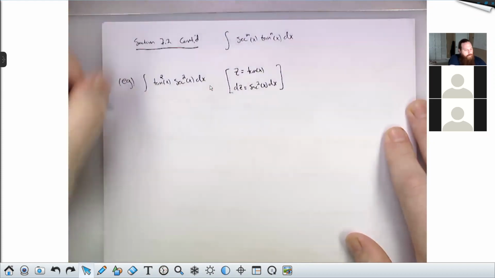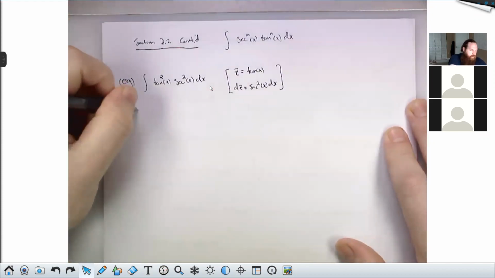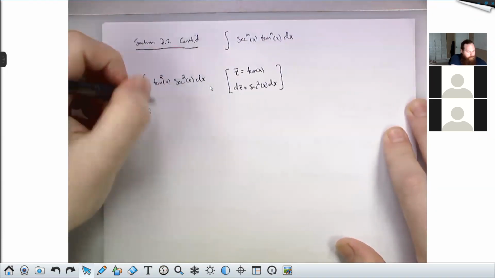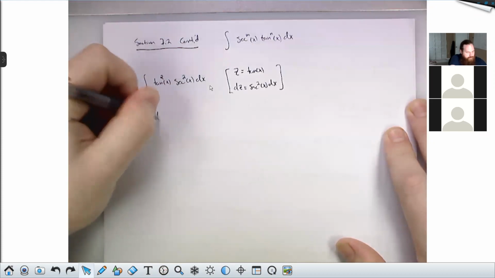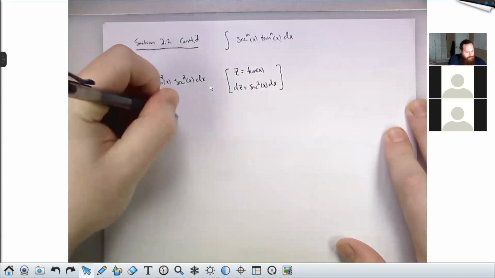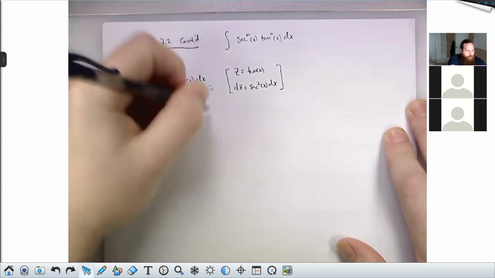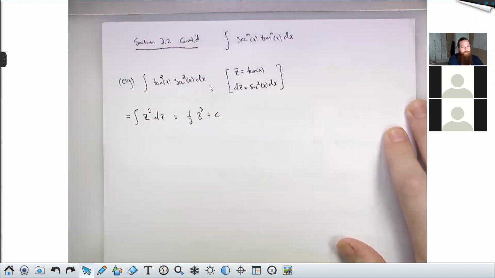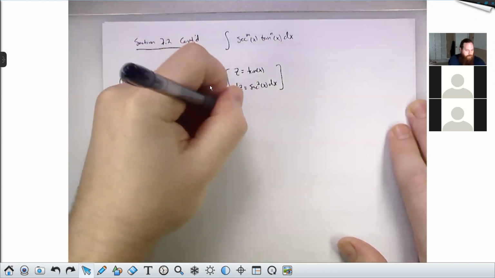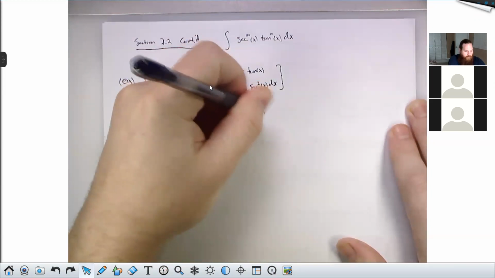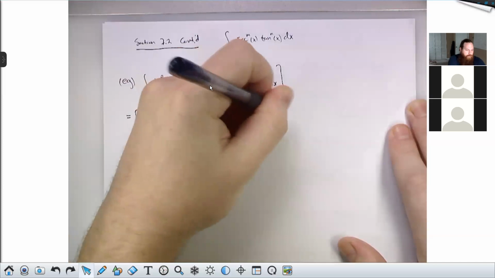And you should ask yourself why this substitution works so nicely. So tan squared, that'll be z squared. Secant squared x dx, that's exactly dz. So this is super simple. This is 1/3 z cubed plus c, which is 1/3 tan cubed, or tan cubed over 3, plus c.